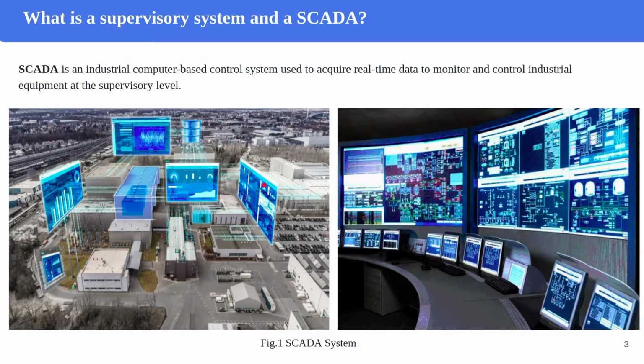What is a SCADA, Supervisory Control and Data Acquisition system? SCADA is an industrial computer-based control system that uses computers and user interfaces for supervisory management. It is used to get real-time data to track, monitor, and control industrial equipment. Such real-time data is collected via data acquisition devices that can handle, analyze, and store the data, and finally present it to the user.